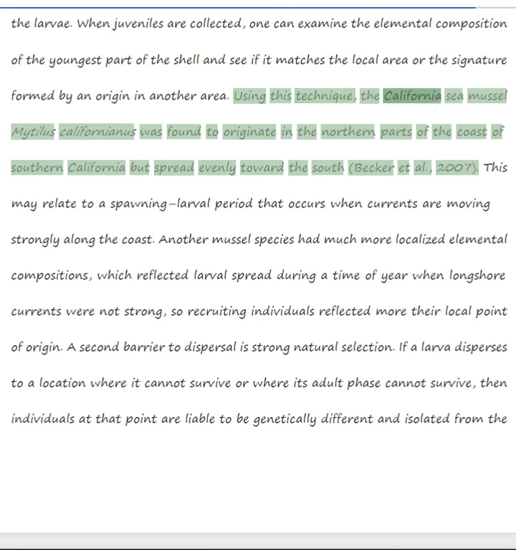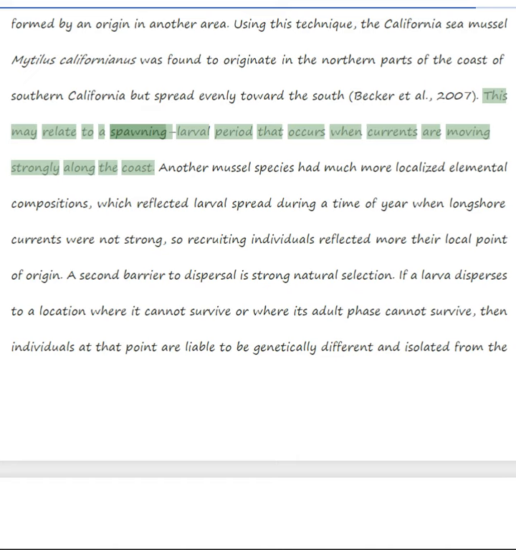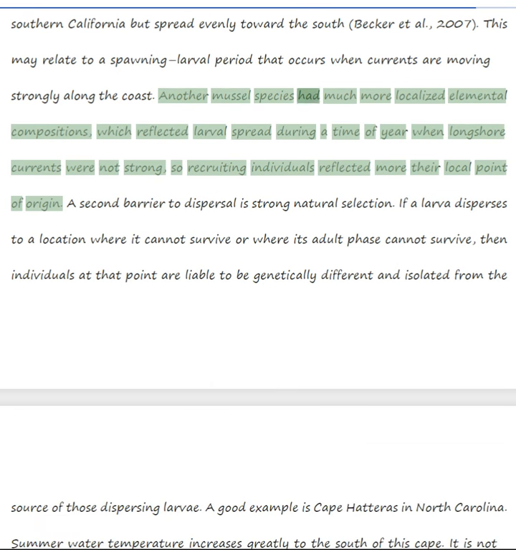Using this technique, the California sea mussel Mytilus californianus was found to originate in the northern parts of the coast of Southern California but spread evenly toward the south. This may relate to a spawning, larval period that occurs when currents are moving strongly along the coast. Another mussel species had much more localized elemental compositions, which reflected larval spread during a time of year when longshore currents were not strong, so recruiting individuals reflected more their local point of origin.